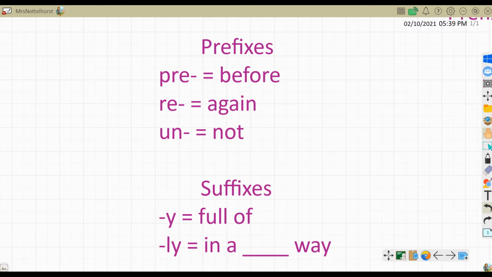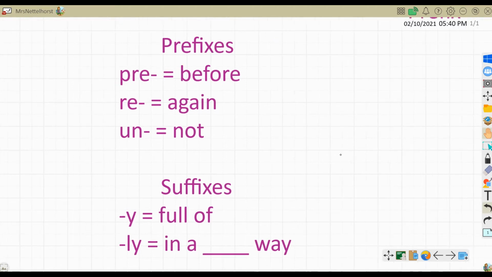The prefix pre means before. The prefix re means again. The prefix un means not. The suffix y means full of, and the suffix ly means in a certain way. You can put the base word in that blank and say in a whatever way. Okay, so let's take a look at some examples.